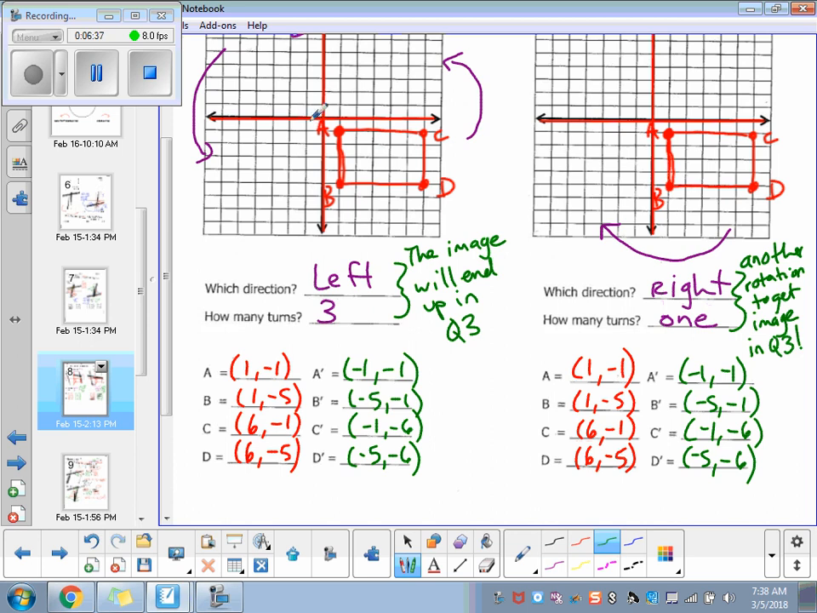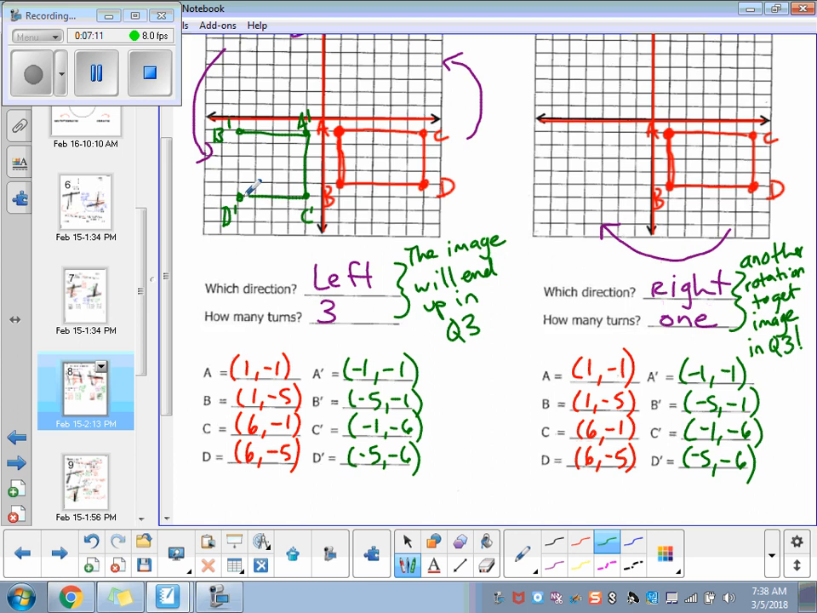A prime is going to be back 1, down 1. We're going to have B prime back 5, down 1. C prime is going to be back 1, down 6. 2, 3, 4, 5, 6. And D prime is going to be back 5, down 6. And friendly reminder to just label them with the prime points. And you're good to go.